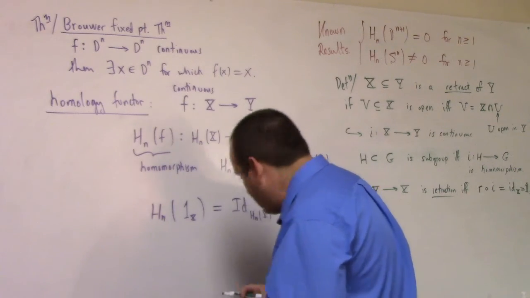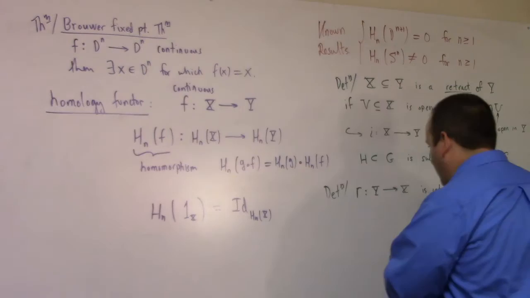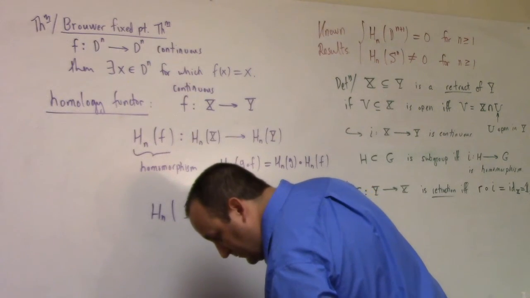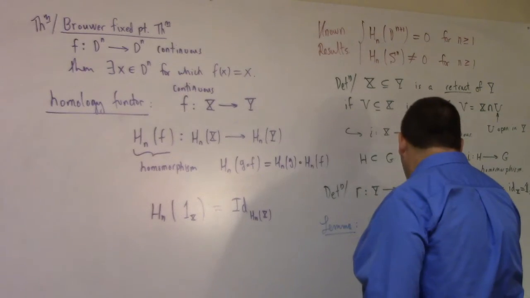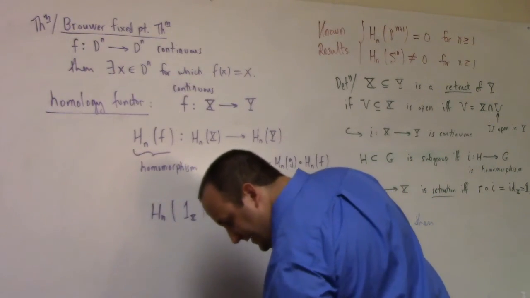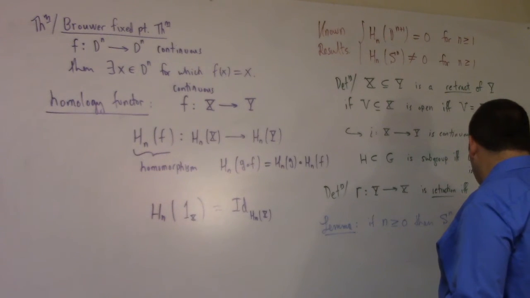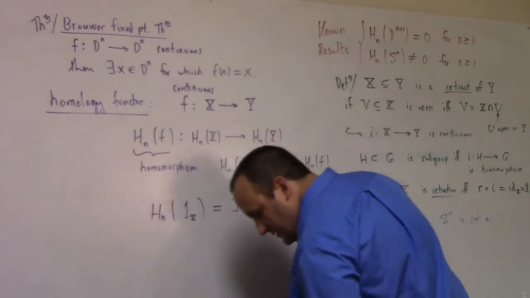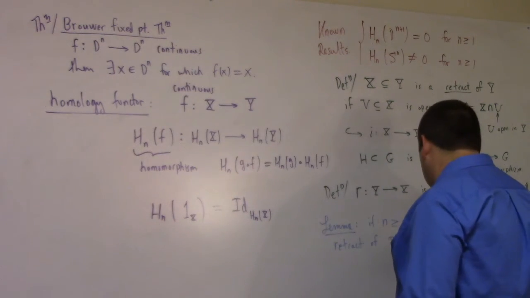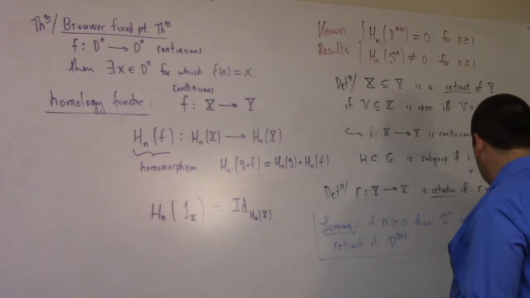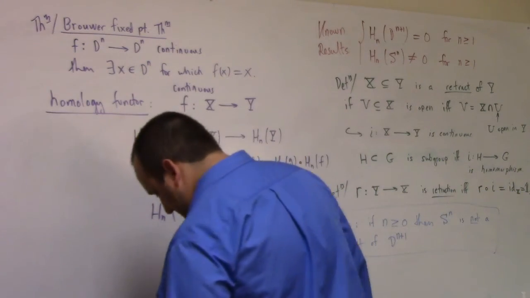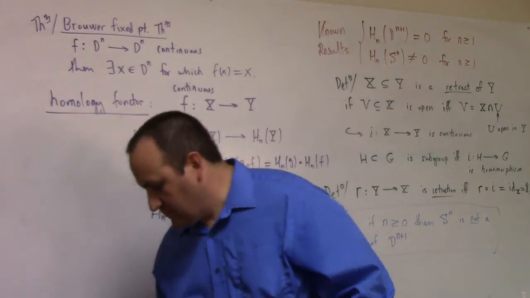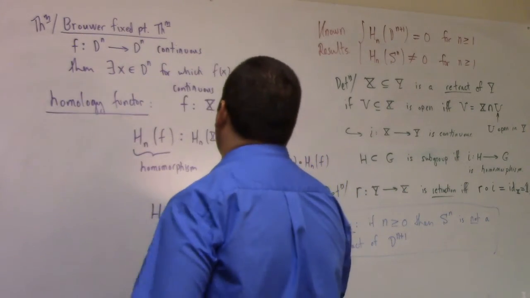All right. So here's the lemma. Lemma is this: if n is greater than or equal to 0, then Sn is not a retract of Dn plus 1, the n plus 1 disk. I think I can do it over here.